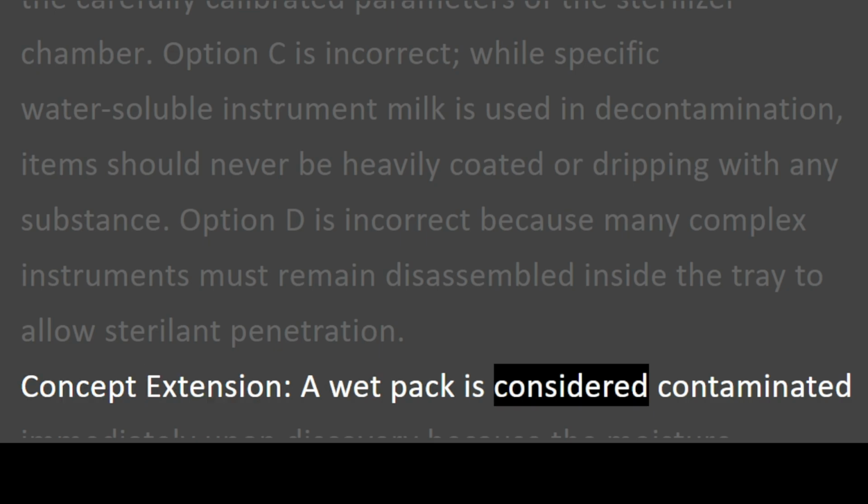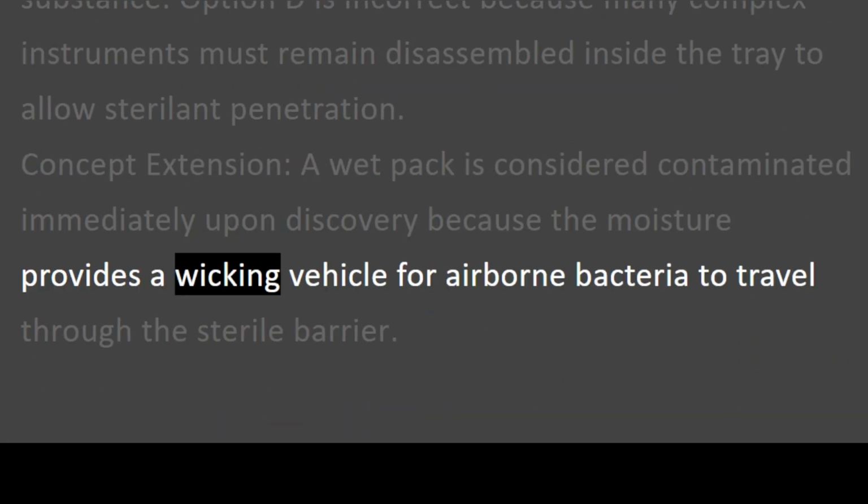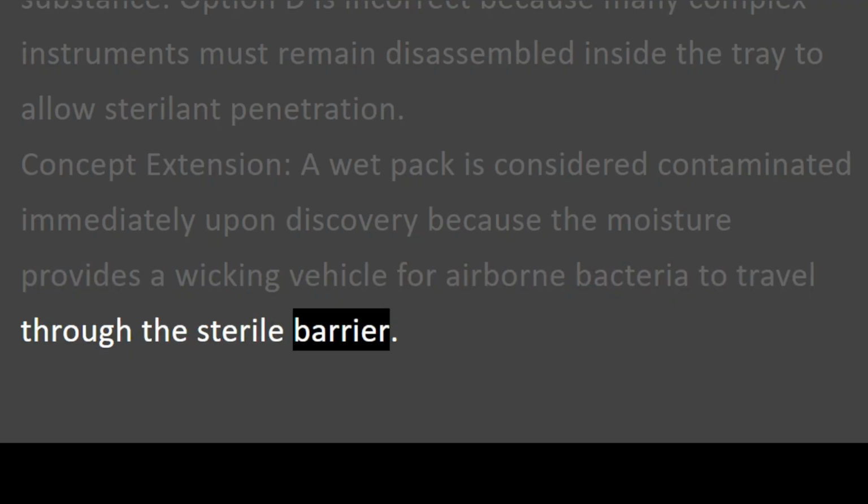A wet pack is considered contaminated immediately upon discovery because the moisture provides a wicking vehicle for airborne bacteria to travel through the sterile barrier.